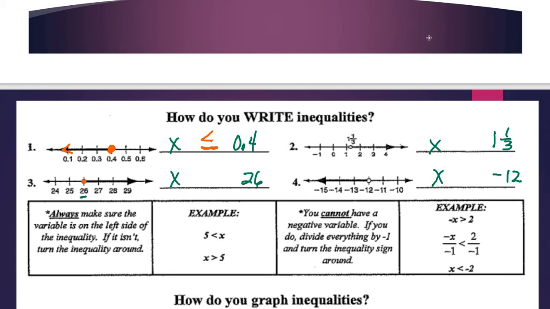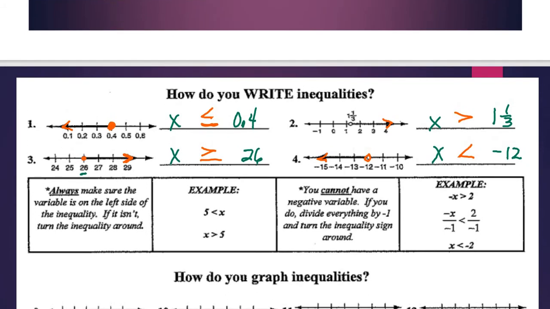This is a closed circle, so I know it's an equal. It is pointing to the right, so I'm going to point this to the right. This one right here is an open circle, so there's no equal, and it is pointing to the right. So I'm going to put the greater than symbol. This is an open circle, so there's no equal, and this is pointing to the left, and this is how I'm going to write it.